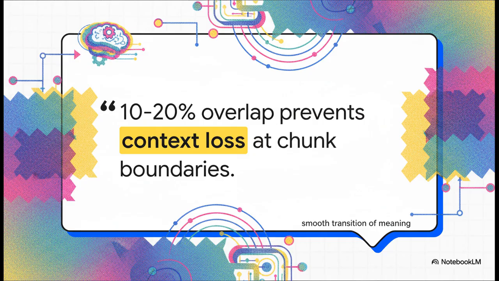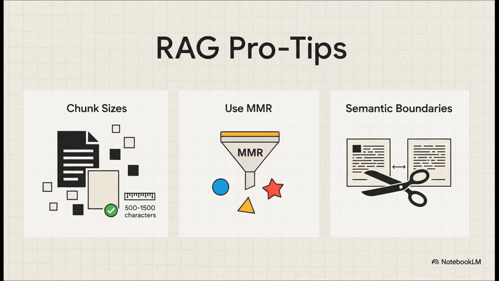Think about it. If you just slice a document randomly, you might cut a really important idea right in half. By having your chunks overlap by about 10 to 20%, you make sure that the full context of an idea is always preserved. It's a small tweak that prevents big headaches. And here are a couple more pro tips to keep in your back pocket. Try to keep your chunks in that sweet spot of 500 to 1,500 characters.